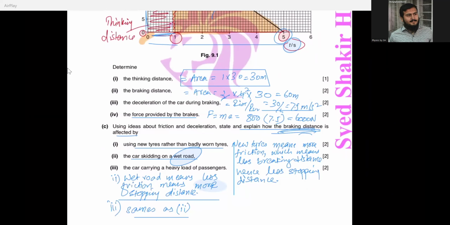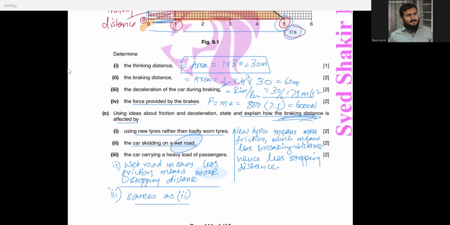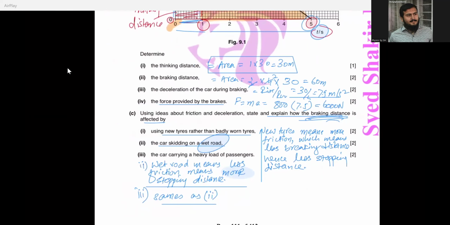Same as 2. But wasn't 2 about less friction with a heavy load of passengers? Wouldn't that be more friction? A heavy loaded car means more friction, but here the heavy load has one more effect. The friction point is fine, friction will increase, but there's another effect which we call inertia.